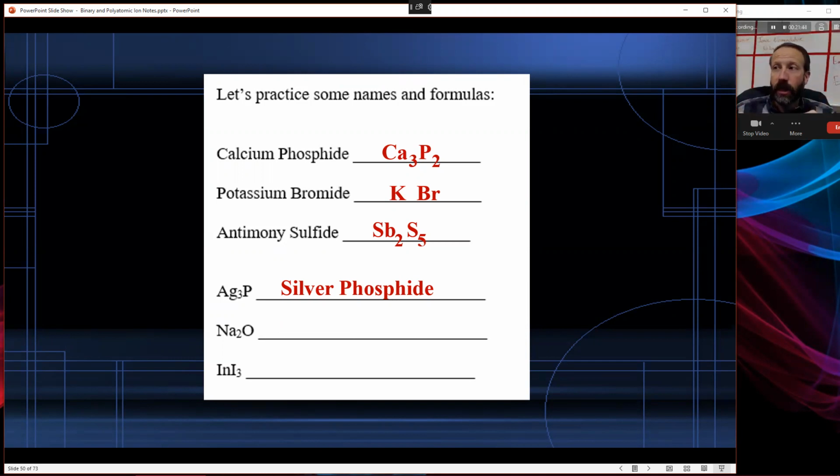Okay, well, paused or not, I bet by now you even have it written down. Na is sodium, O is oxygen, which I'm going to call oxide. There we go. Okay. And then In I. In is, maybe you probably have to look that one up. Okay, it's element 49. There you go. So In is indium. And then I is iodine, which we call iodide. Indium iodide.